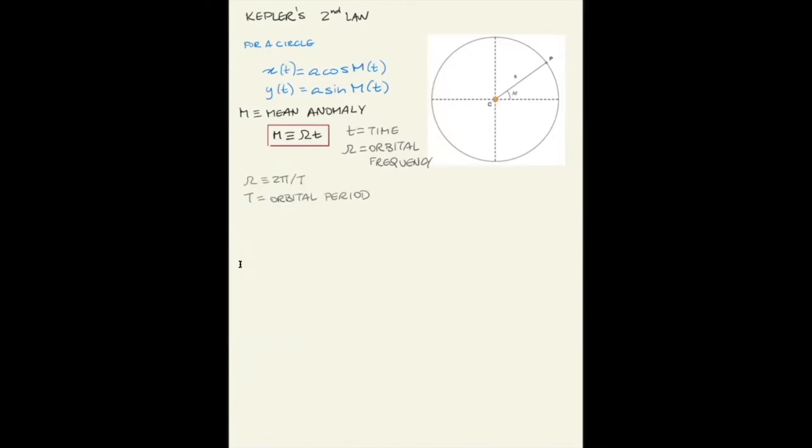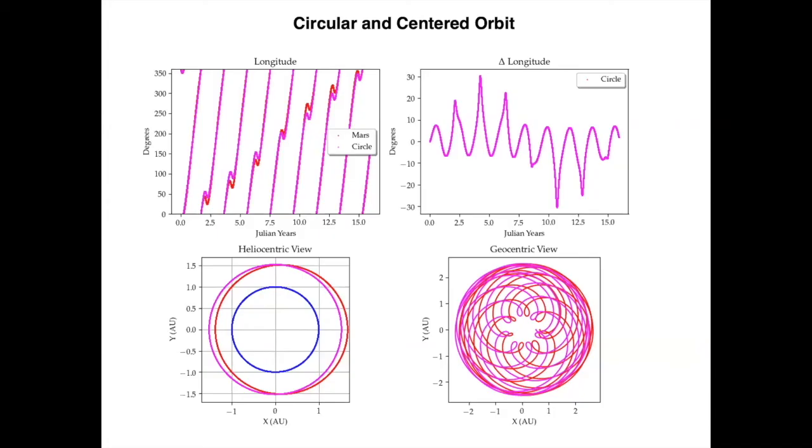Now, notice that everything but time in the definition of mean anomaly is constant. Mean anomaly equals time. Mean anomaly is time. This is very important for understanding Kepler's second law, because Kepler's second law is about finding the mean anomaly. So let's see how this model fares against the observations.